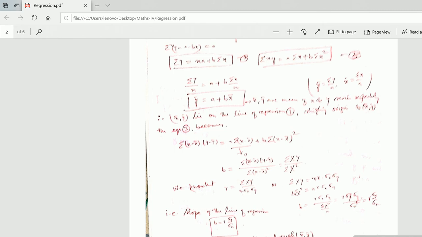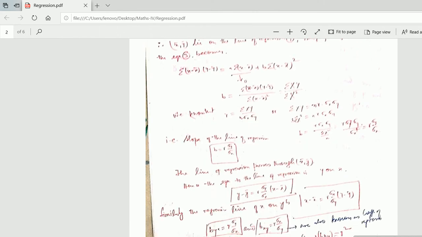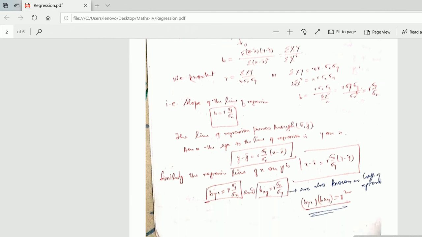This equation is satisfied by x bar, y bar, which lies on the line of regression. Shifting to this equation and putting these values here, we get the final equation. From here we can get the slope of the line of regression, that is b is equal to r sigma y by sigma x. This is called the slope of the line of regression. For the line of regression of y on x it is r sigma y upon sigma x, and for x on y it is r sigma x upon sigma y. Similarly, the regression line of x on y has slope b.